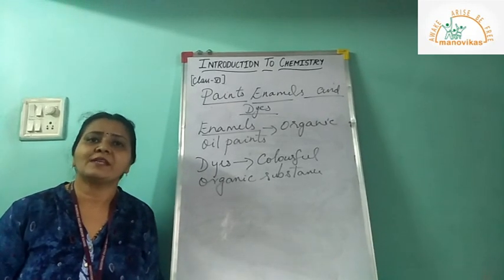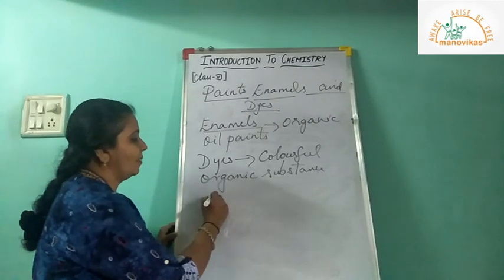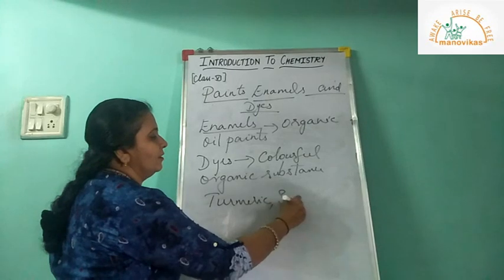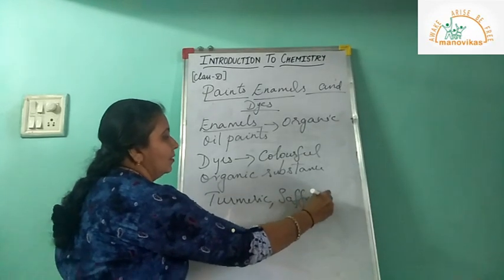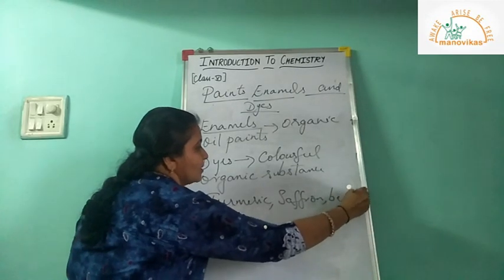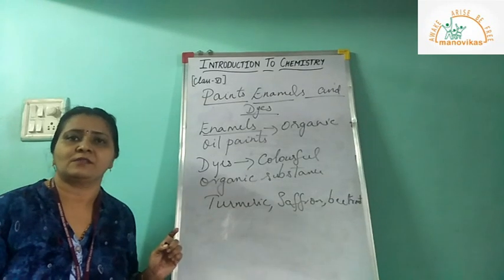Let us see a few examples of natural dyes. Natural dyes, example turmeric, saffron, beetroot. All these are examples for natural dyes.